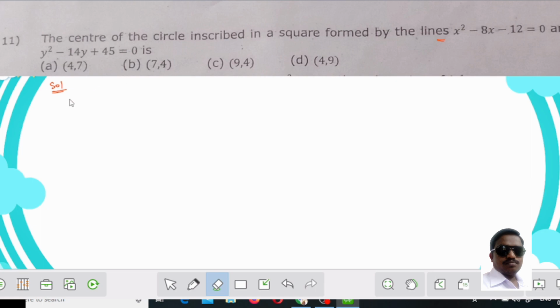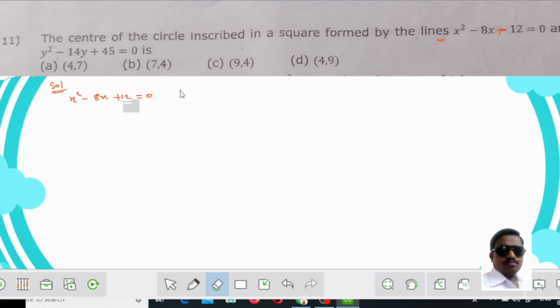Now write the equation x square minus 8x minus 12 equal to 0. To find the separate equations of the straight lines, you now factorize these. I think there is a mistake in this equation. This is not minus 12, this is plus 12.